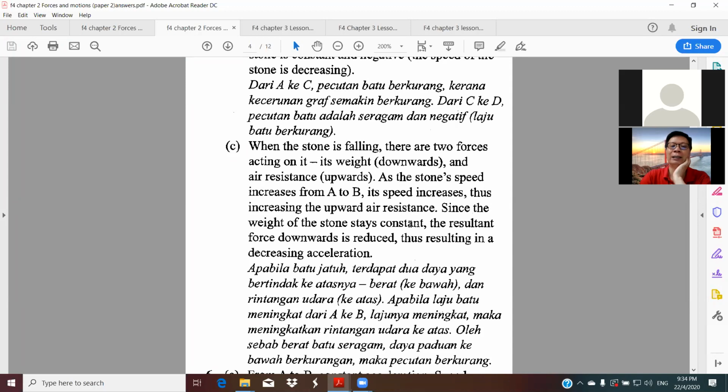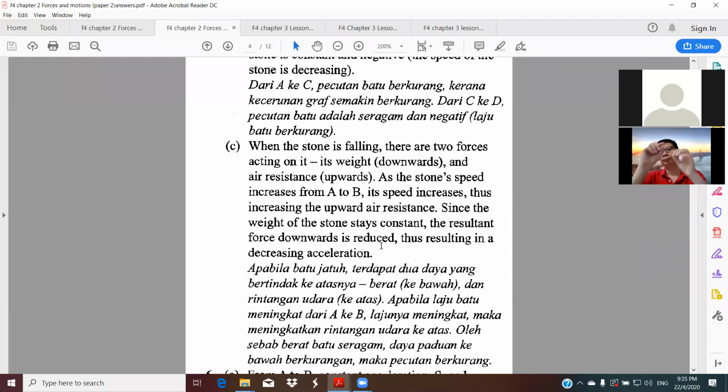Okay, see now. When the stone goes faster, the air resistance becomes bigger. But the weight remains the same. So what happens is the resultant force becomes smaller, right? Resultant force, thus resulting in decreasing acceleration, because the resultant force downward reduces.